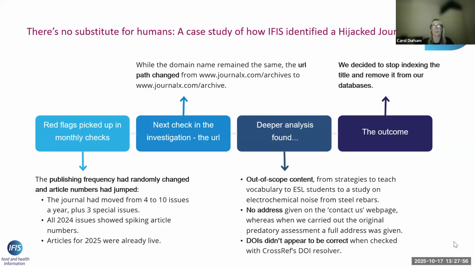So the journal had moved from 4 to 10 issues a year plus 3 special issues. And all of the 2024 issues showed spiking article numbers. And this was back in 2024, and all the articles for 2025 were already live. So they next went on to check the domain name, and that had stayed the same, but the URL, as you can see, had changed very, very slightly. So they did some deeper analysis, and then they found some out of scope content.